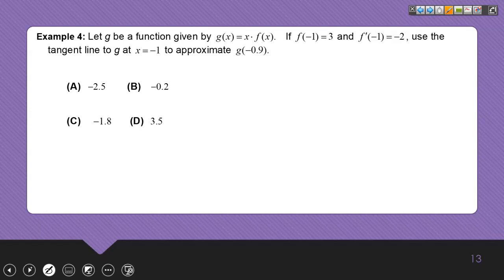AP multiple choice. Let g be a function given by g of x equals x f of x. So not only are they hitting you with a tangent line, they're also hitting you with a product rule. If f of -1 is 3, f prime of -1 is -2, use the tangent line to g. All right, so we need the tangent line to g at x equals -1. So that means I need g of -1. Because I need the original point. I need my x1, y1.